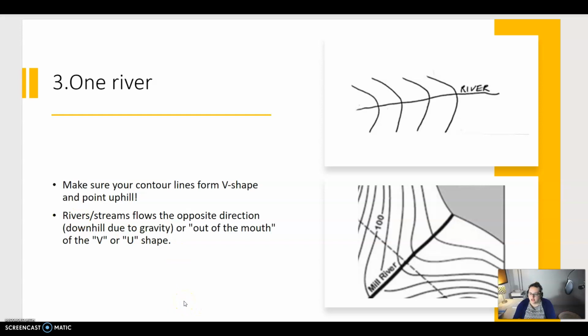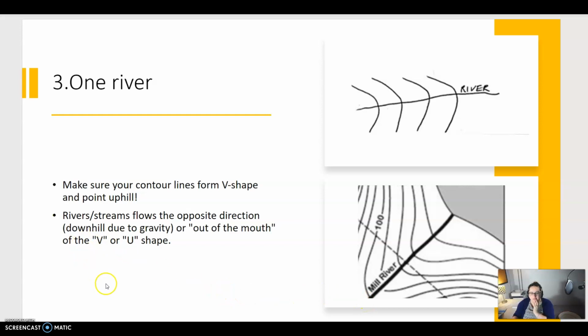I want you to include at least 1 river on your map, and I've included 2 drawings on how to draw a river. Make sure your contour lines are going to form that V or U shape pointing uphill. So these lines are pointing uphill, and we have our river or our line going through those curved U shapes.